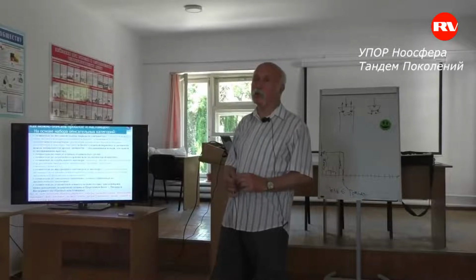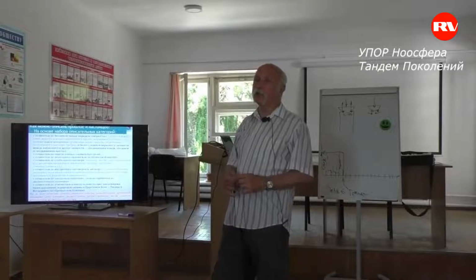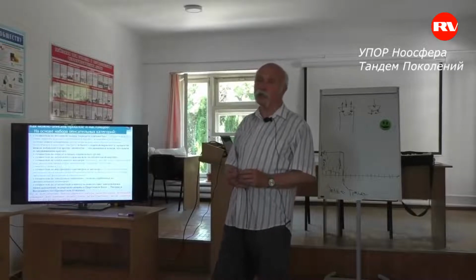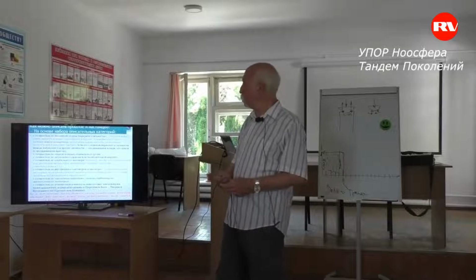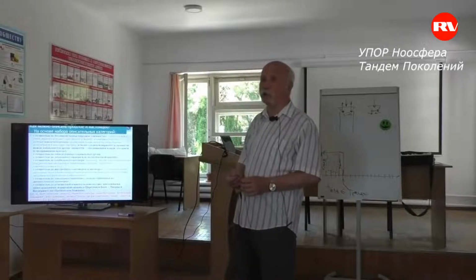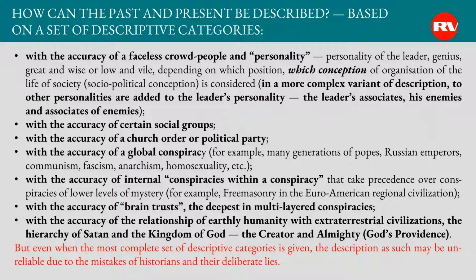This leads to the concept of conspiracy in history, and the analysis of conspiracies shows that on the one hand, there is a certain group of conspirators, but there is an intellectual trust that organizes this conspiracy. And in general, it turns out that descriptive categories form a kind of ordered structure. And everything at the end of the day leads to the fact that humanity in some way interacts with God and his opponents, interacts with extraterrestrial civilizations.